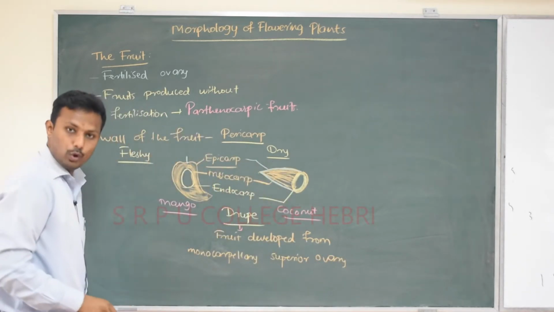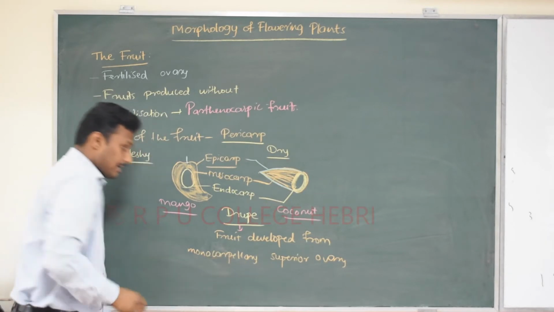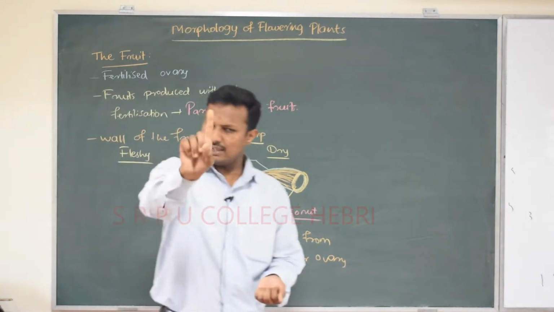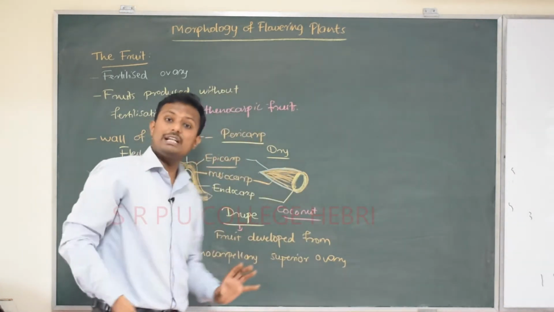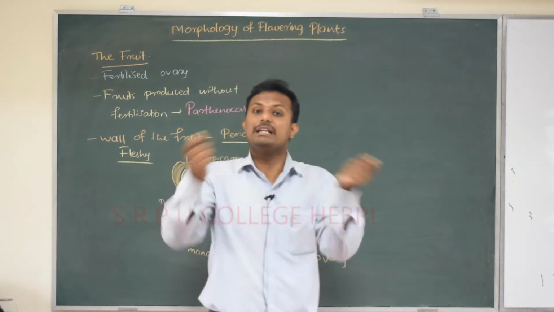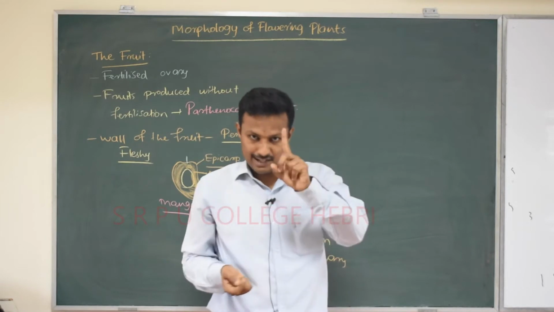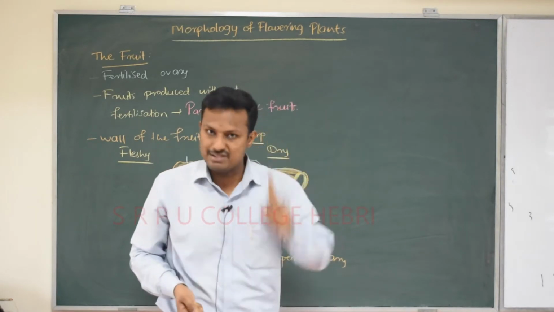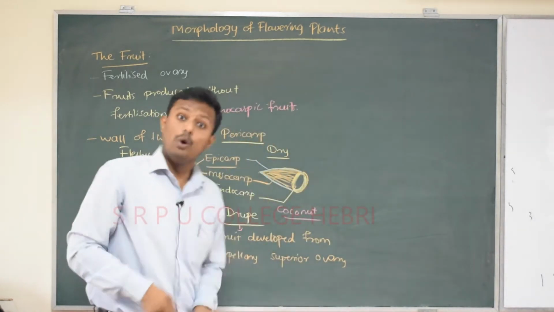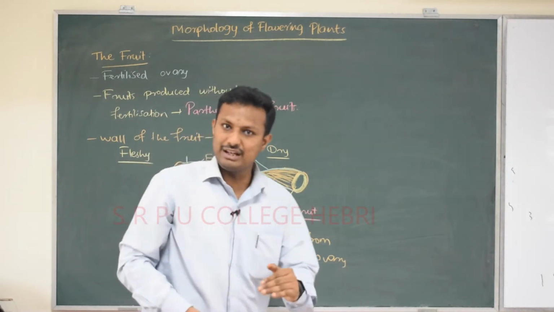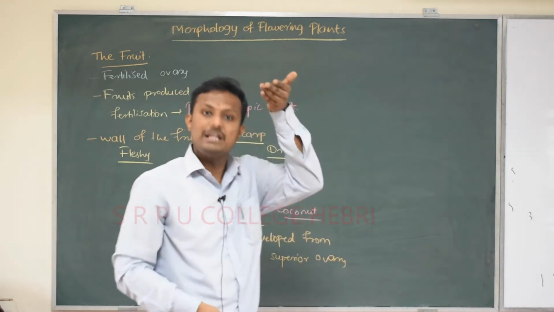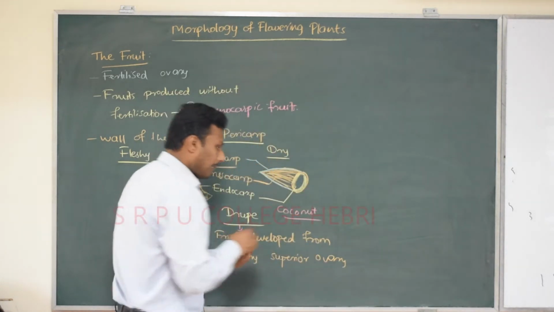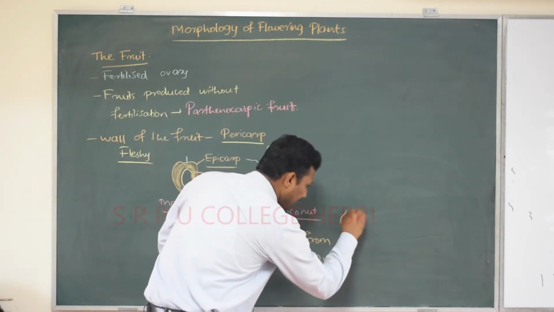Monocarpillary superior ovary. That means the fruit is developed from a single ovary, and that ovary is not consisting of many pistils or many carpels, it is consisting of only a single pistil or carpel. And that ovary is what? Not inferior, not half inferior or half superior, it will be superior. That is, the ovary will be above all the other parts of the flower.